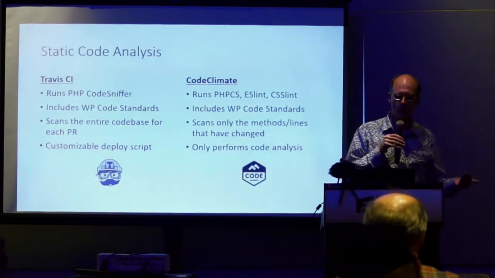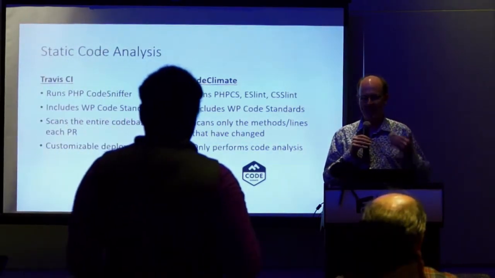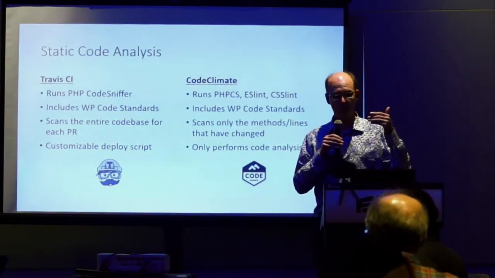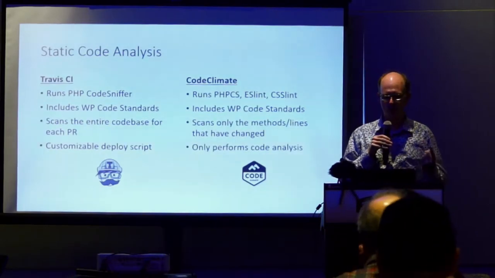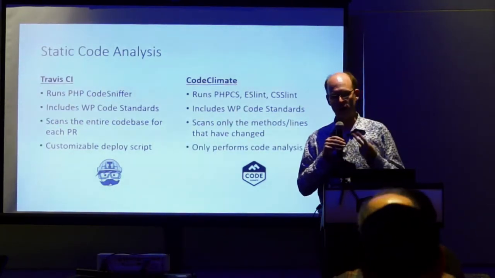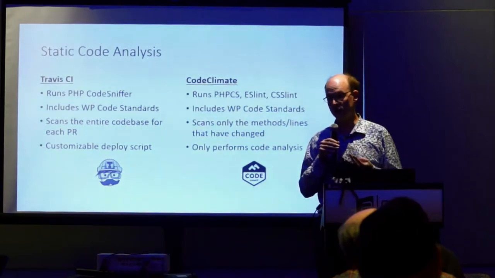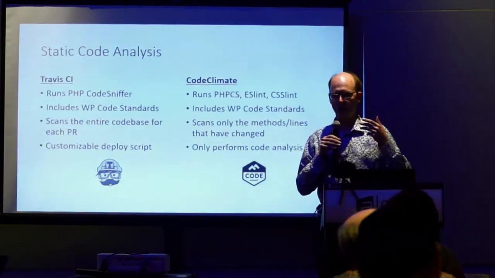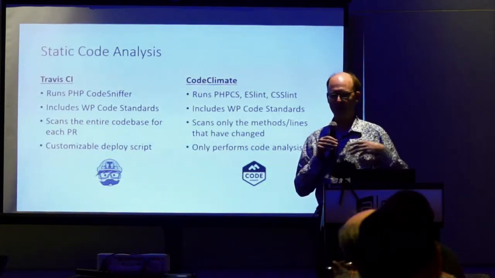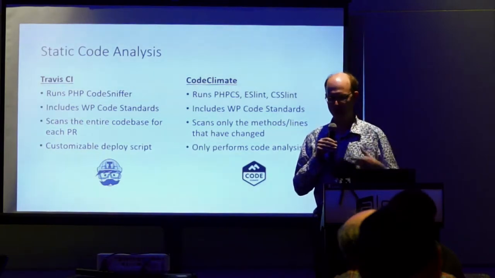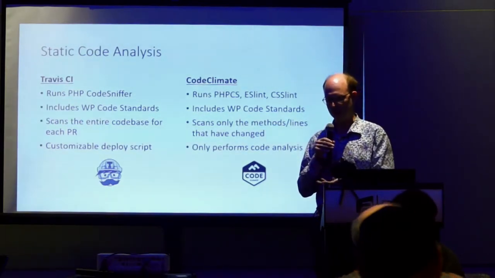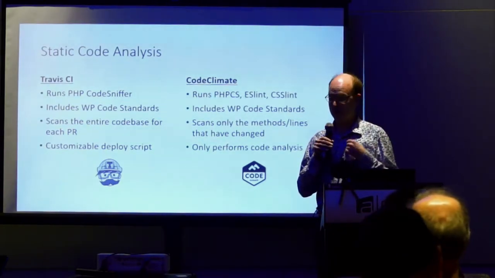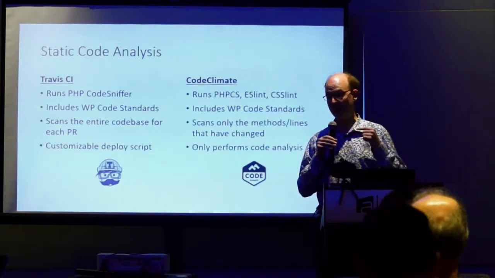The other system that we're starting to use, and the one that, if you put a gun to my head and say you have to only use one, I will probably choose over Travis at this point, is Code Climate. Code Climate also runs PHPCS. It also, out of the box, is configured to scan CSS styles and JavaScript styles. It will scan JavaScript files to see, are your code blocks too long? Are you writing awful stringy code, or are you writing things that seem like they're more maintainable? It can also be configured to use the WordPress coding standards, and for me this is the big thing, it will scan only the lines or methods that have changed.